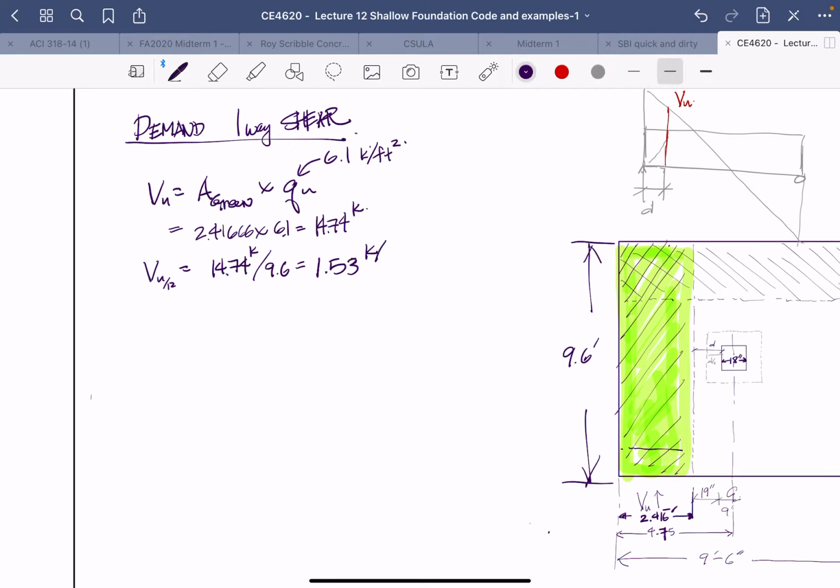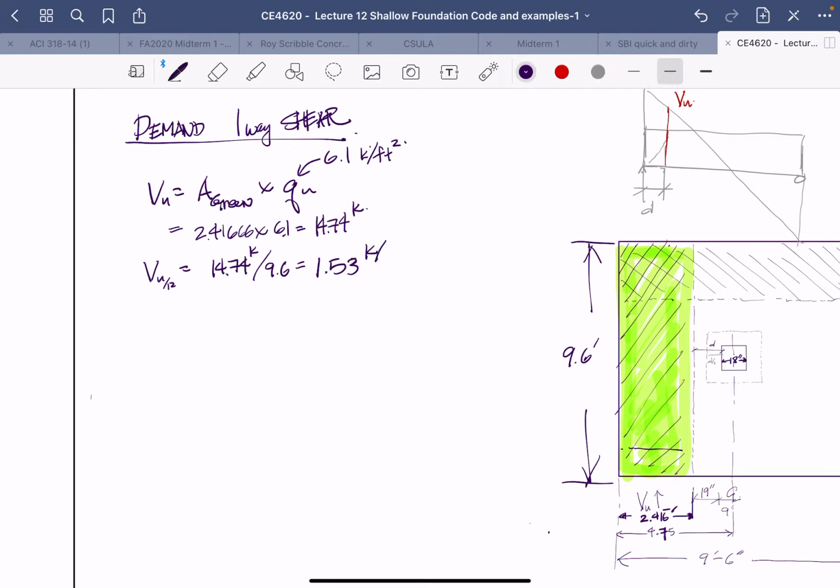Actually, I take it back. 0.72, it's pretty good, actually. And then this one, 200 times 0.76. So maybe my original number 8 at 12 inch on center, which is equal to an area of steel of 0.79, is the way to go, right? Yeah, so it looks like that's what it is.